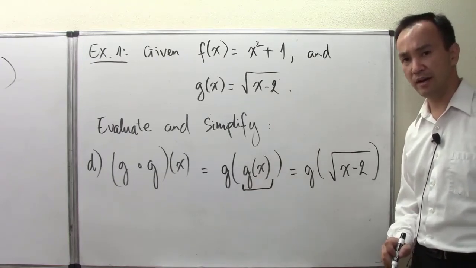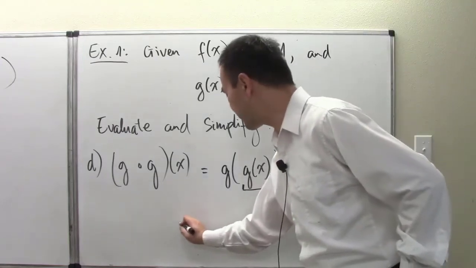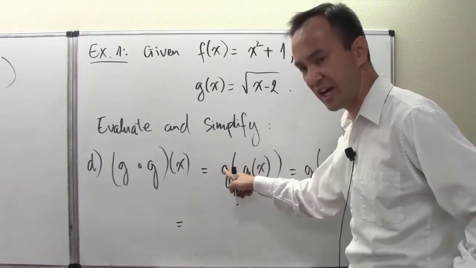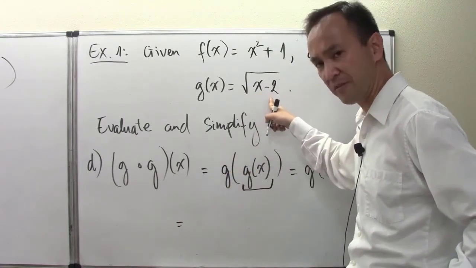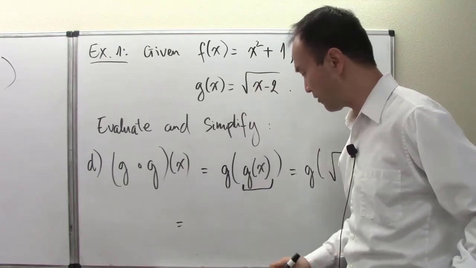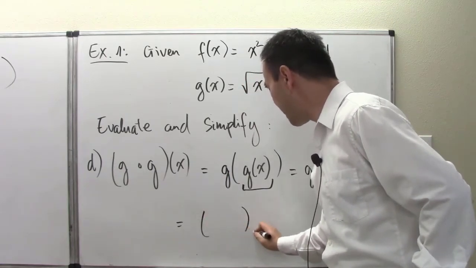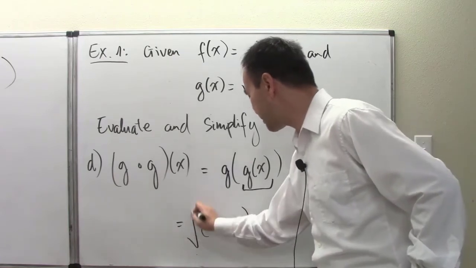All right, so now at this point we are ready to move on right here. The rule of g says for every input we're going to subtract 2 from it, and then we're going to take an overall square root. So now for every input we're going to subtract 2 and take the square root.